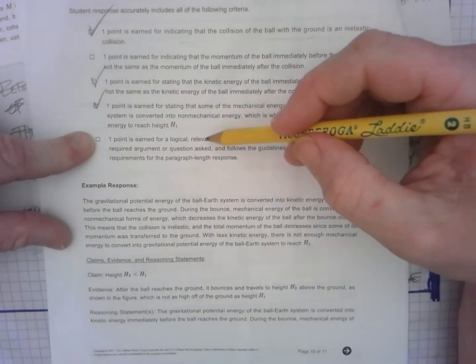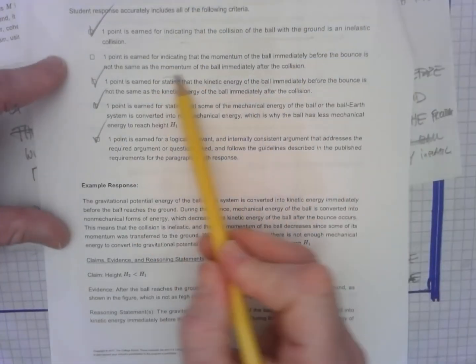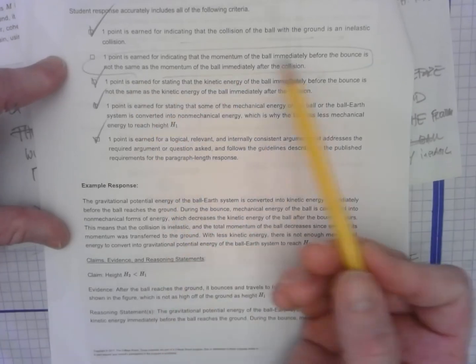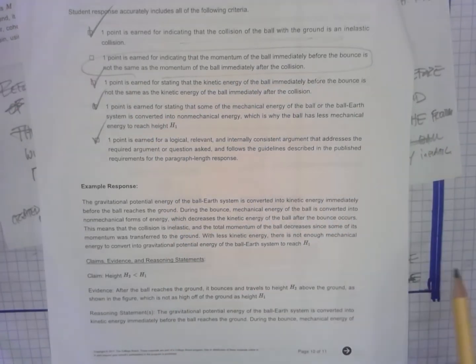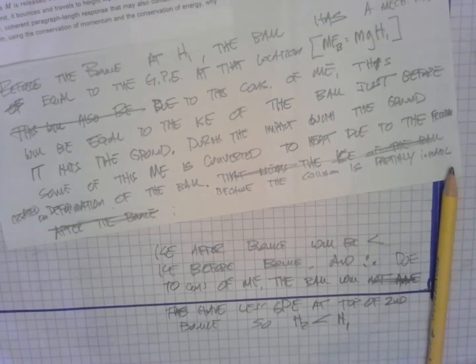1 point is earned for a logical, relevant explanation. Okay, so I'm pretty logical on that. I probably would have missed the point for saying that the momentum changes, since I used the kinetic energy more than the momentum. All right, well, blah, blah, blah. That's not bad. You get 4 points on that one. Not bad. All right.